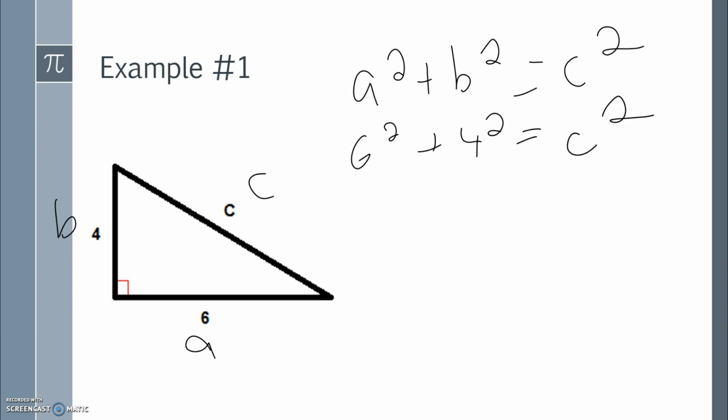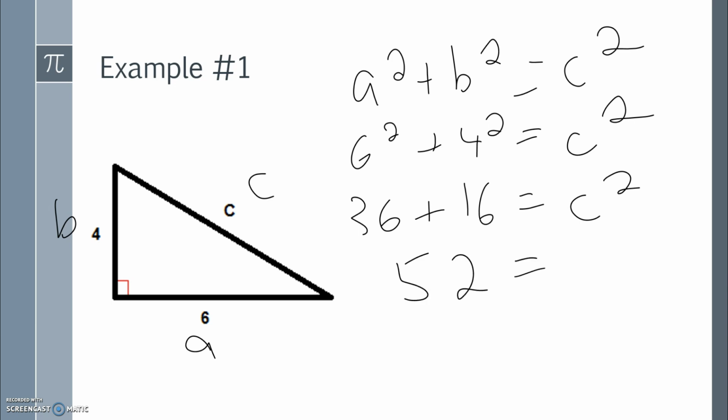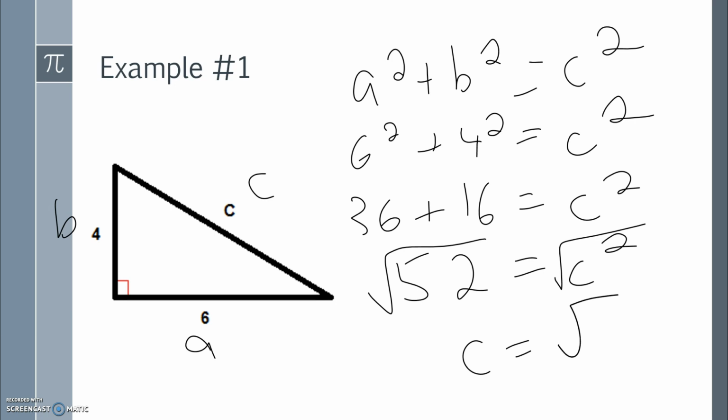We're going to do simple exponents. 6 times 6, 36, plus 4 times 4, 16, equals C squared. 36 plus 16 equals 52. So 52 equals C squared. And then we got to take the square root to isolate C. So C equals square root of 52. Don't worry about simplifying yet.